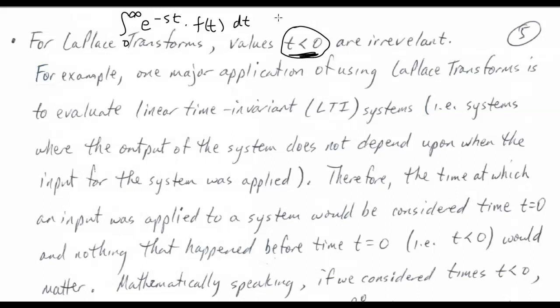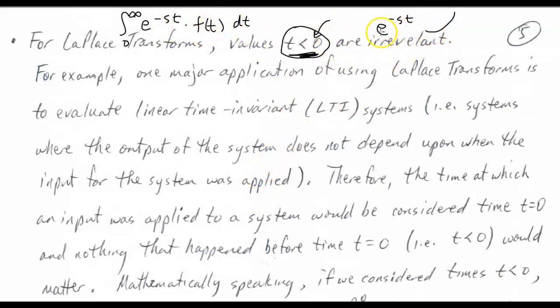It doesn't matter if I did it 3 seconds later or if I did it 10 seconds later. It's pretty much going to act the same way if I'm doing the same action. And so because of that, it just doesn't make sense for us to evaluate what's going on at times t being negative, okay? Now, from a math standpoint, if I allowed t to be negative, then that means that e raised to the minus st at this point is going to be an exponentially increasing function.